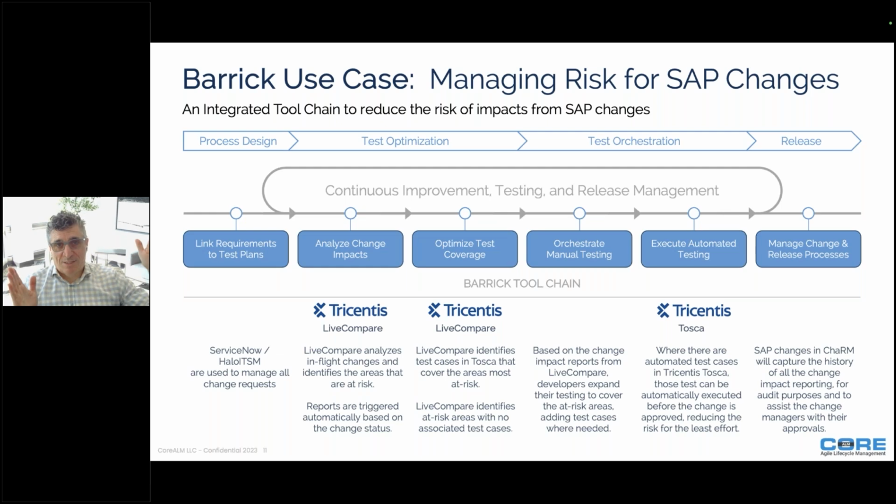And again, having traceability back to your requirements through your test cases will give you a very clear picture of: these are the areas that are impacted. These are the test cases that I ran. This maps all those requirements, and LiveCompare reporting will show you those at-risk areas. You know you've got them covered. Then you have a lot more confidence that you can actually approve those changes.